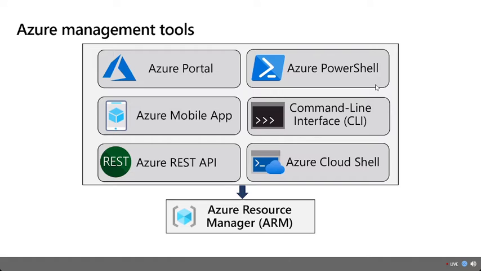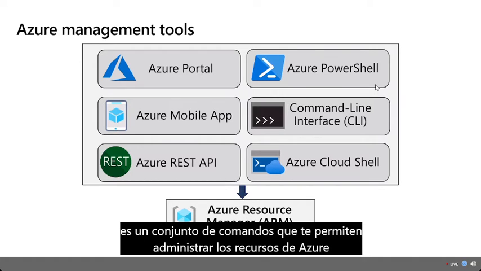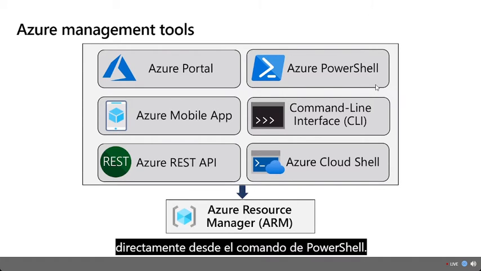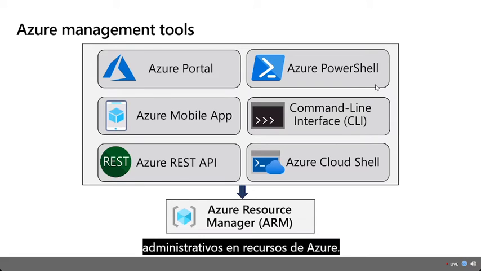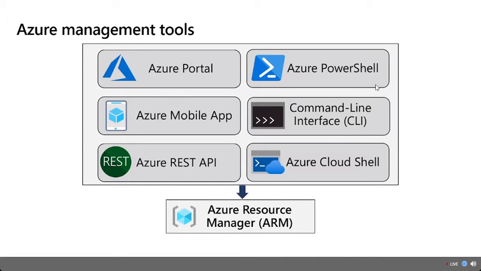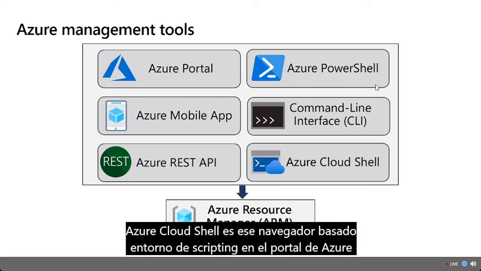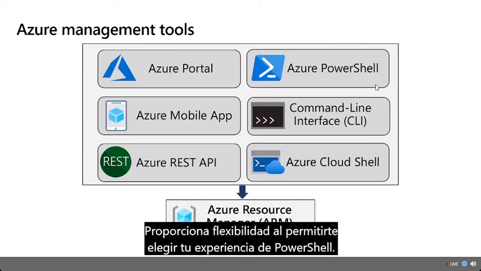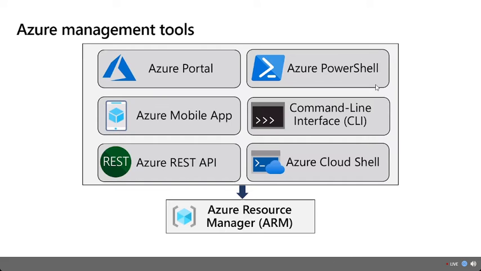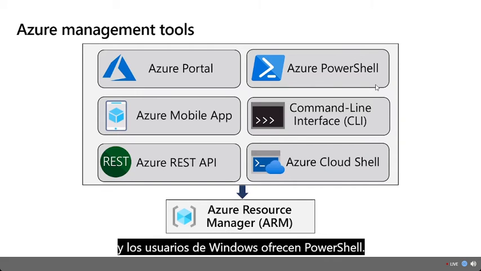Azure PowerShell is a set of cmdlets that allow you to manage Azure resources directly from the PowerShell command line. CLI is a cross-platform command line program that connects to Azure and executes administrative commands on Azure resources. Azure Cloud Shell is that browser-based scripting environment in the Azure portal that we've used before. It provides flexibility by allowing you to choose your preferred shell experience.